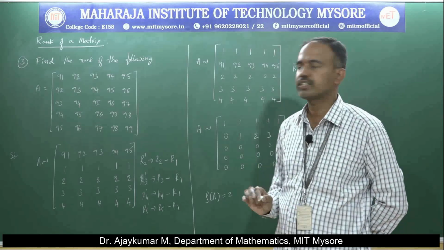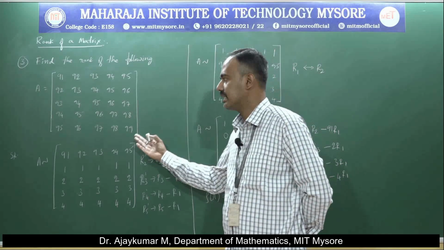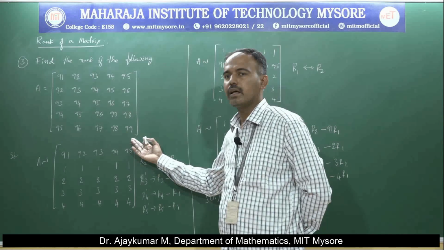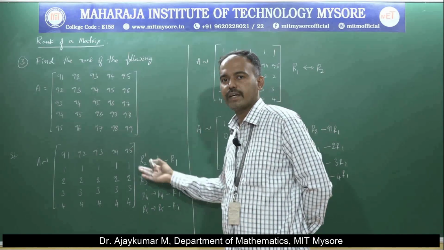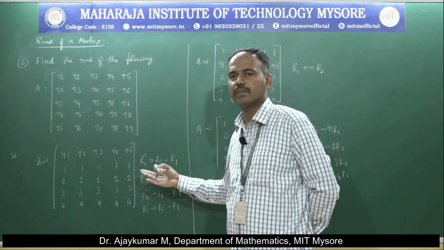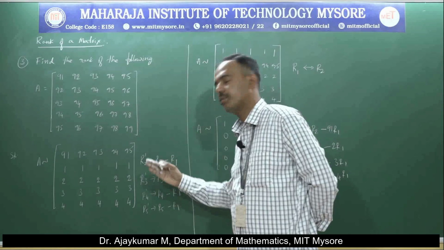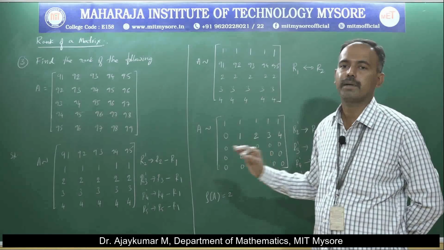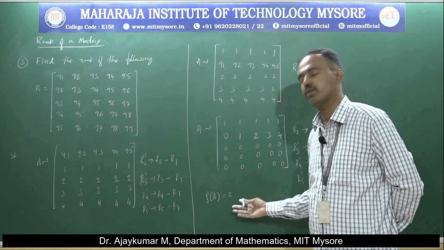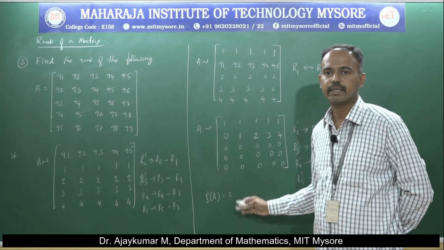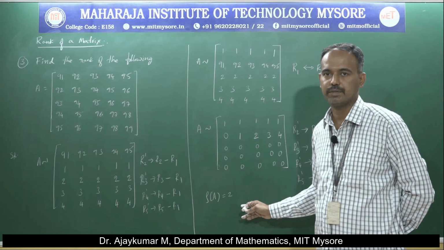The important observation: when higher-order elements are available in a matrix, we can find the rank of the matrix by following one particular procedure, applying the row transformation, and finally we find the rank of the matrix A. That will be the important observation here.